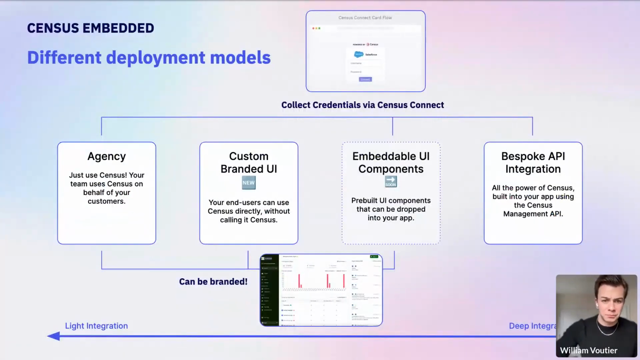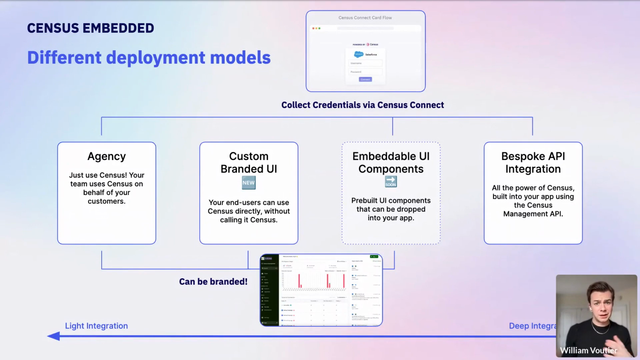And I'll just lastly highlight all those different things, all those different features. What we've realized is with Census Embedded, because of the different personas, we need to offer really different deployment methods. So some people get started in like a day, where they're like, I just want to use Census, and let me use it on behalf of my customers, and I'll just do data activation for them. On the other end of the spectrum, we have people that are doing bespoke API level integrations. They're building components inside of their app.